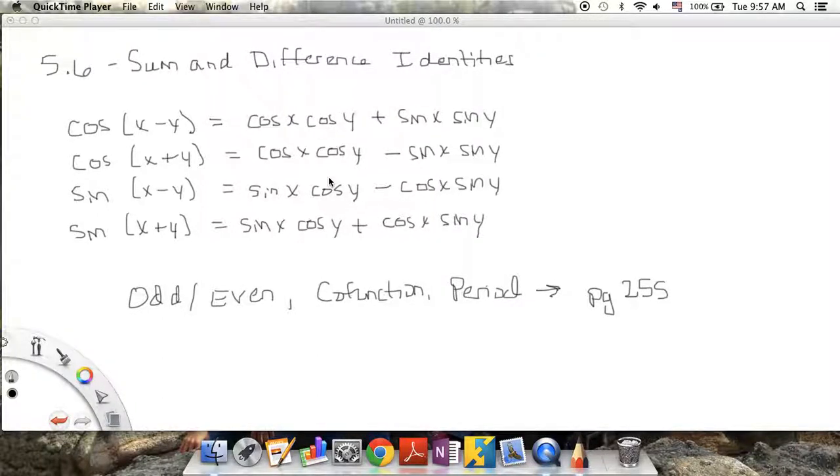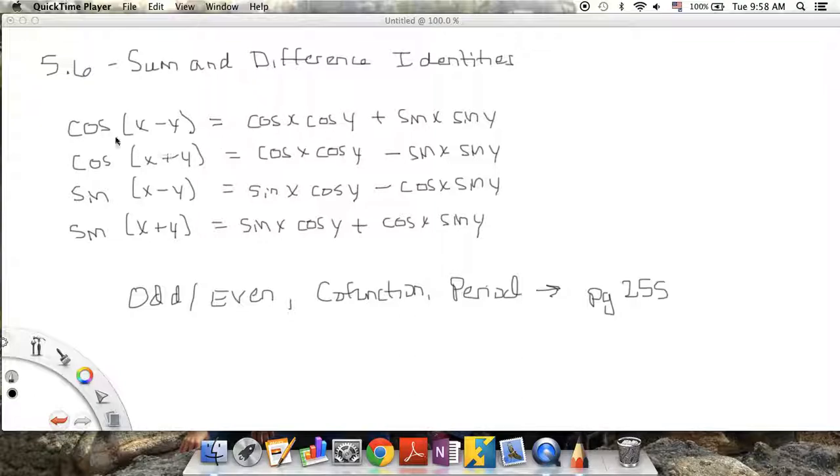Right, today we're going to talk about some more identities. We're going to talk about the sum and difference identities. In your book, in section 5.6, there is a proof for a couple of these identities. You need to read through the proof thoroughly and make sure you understand it because we're not going to go over it unless you just have questions, and we'll go over that in class.